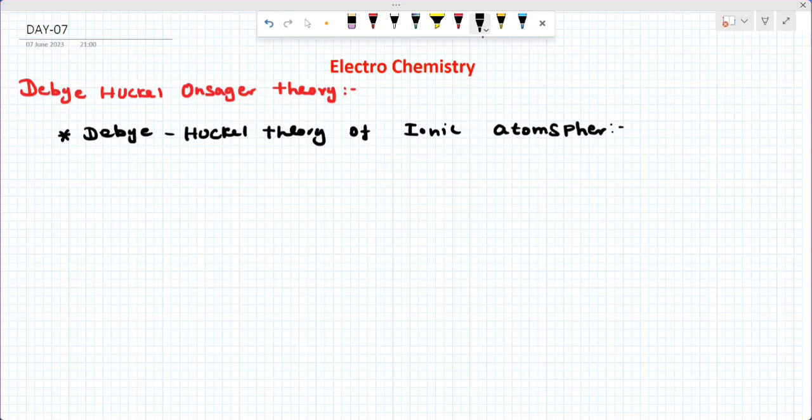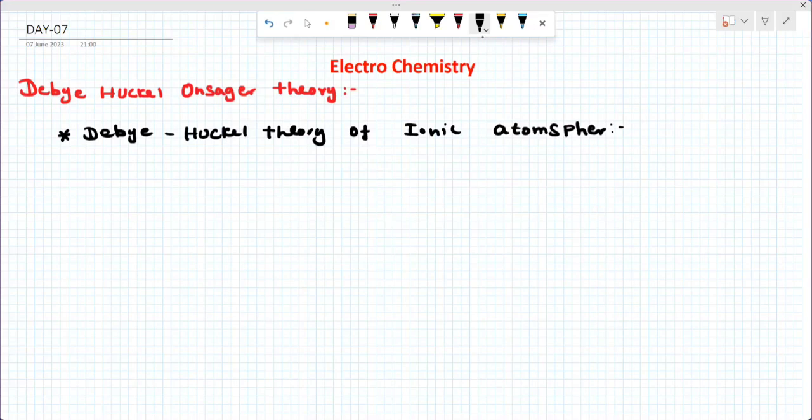The Debye Huckel theory of ionic atmosphere. Why does the conductivity of a strong electrolyte increase? What is the concept? On dilution, when a strong electrolyte undergoes dilution, the molar conductance of the strong electrolyte increases. Why? This is explained by the Debye Huckel ionic atmosphere theory.